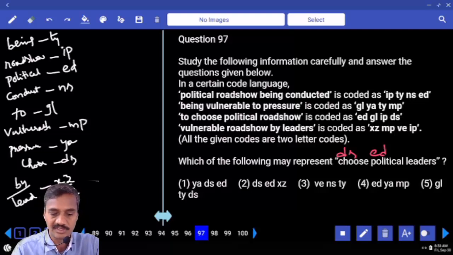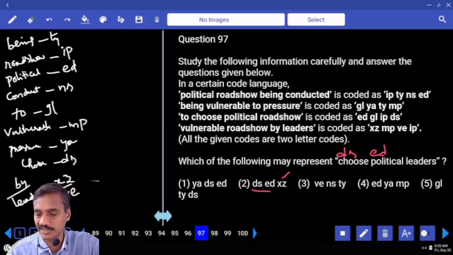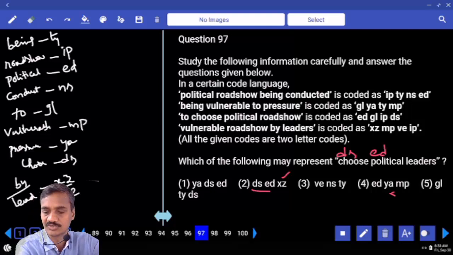DS, ED, XZ, VE. DS, ED, XZ is one such possibility, and DS, ED is another. Isn't it? Hence, what is your answer? Only choice 2. Then 98.